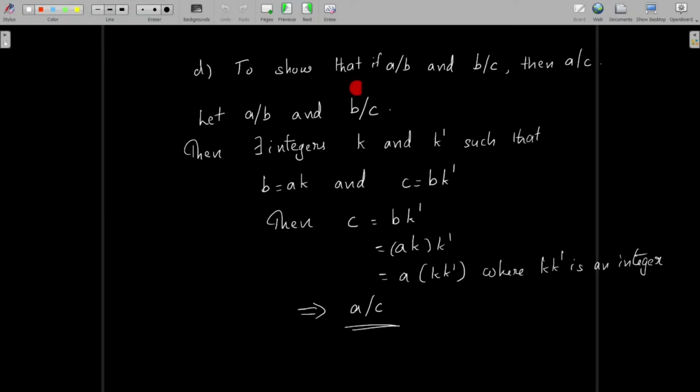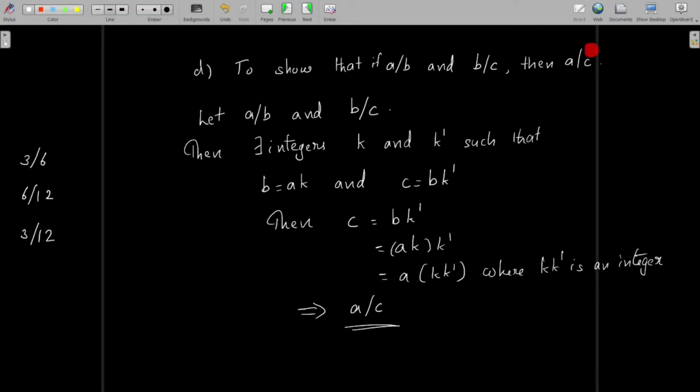Next one, to show that if a divides b and b divides c, then a divides c. That is, 3 divides 6 and 6 divides 12 means that 3 divides 12. Let us go to the proof. Let a divide b and b divide c. By definition, there exist integers k and k dash such that b equals a into k and c equals b into k dash.